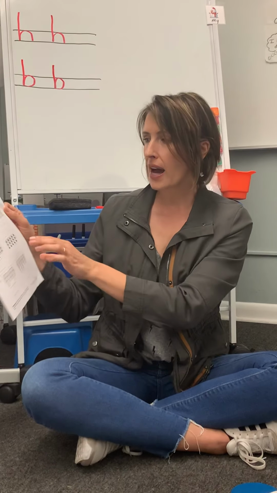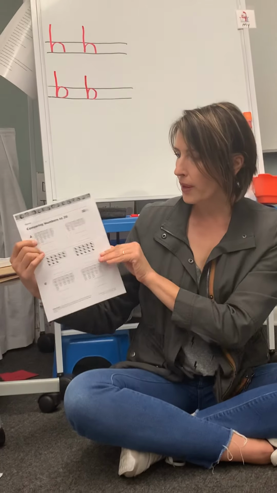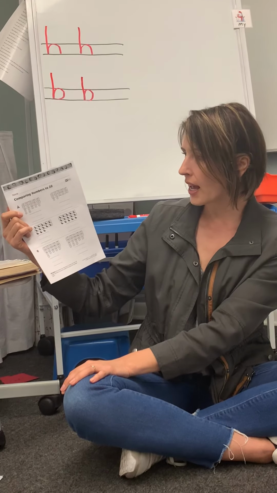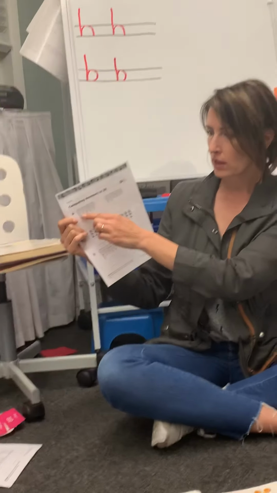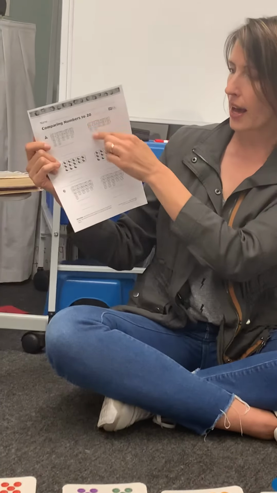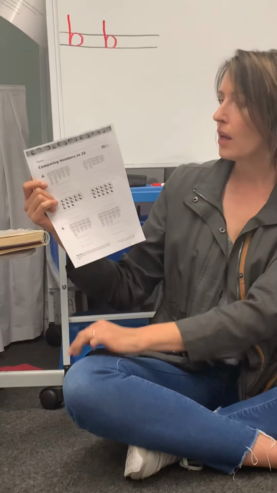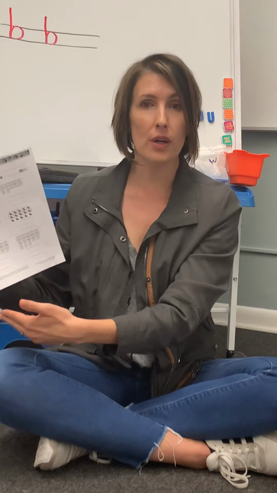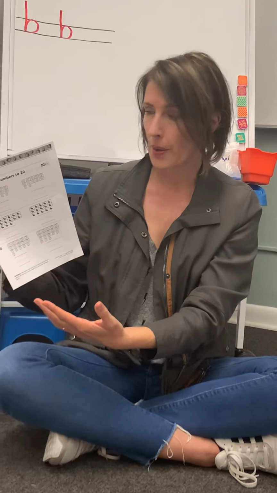And then also on the back of the sheet, are comparing numbers. We did something very similar the other day, where you're going to count and write the number. Count and write the number. But this time you're going to circle the number that has fewer, that has less.